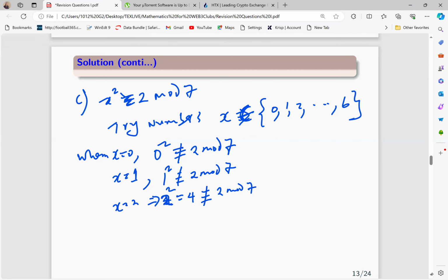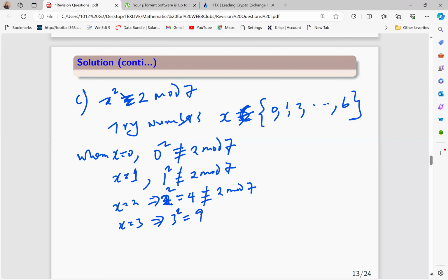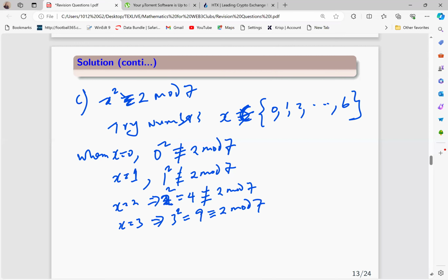What about when x is 3? We'd have 3 squared, which is 9. And we can see that this is the same as 2 mod 7. Can we see that? What about when x is 4? When x is 4, we'd have 4 squared, which is 16, which is 2 mod 7. Is it 2 mod 7?